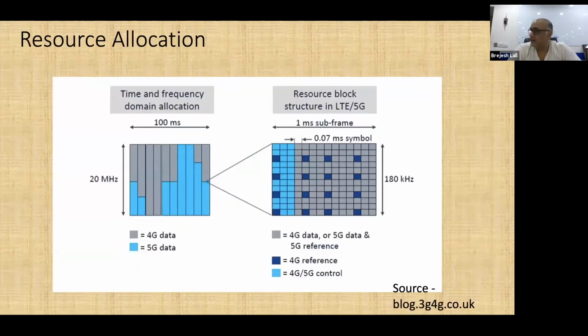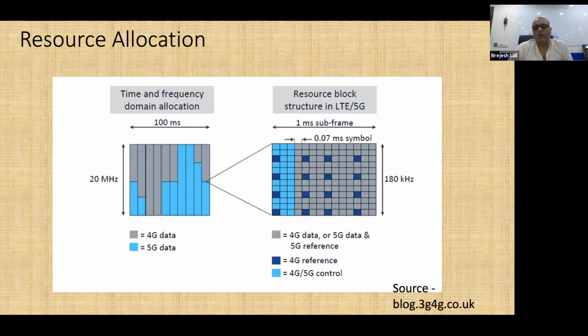So this is a diagram which tells you how resource allocation happens. You probably have to read a bit of this to be able to come up with the spectrum or resource allocation technique. But this talks about time domain and frequency domain allocation. So you have a 20 megahertz spectrum band, and you have a 100 millisecond window, and it is divided into different allocation blocks. And then you have a concept of resource block, which is quite popular in LTE and is also being extended to 5G.